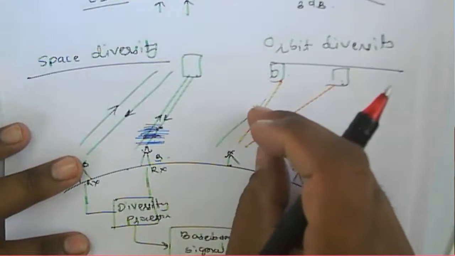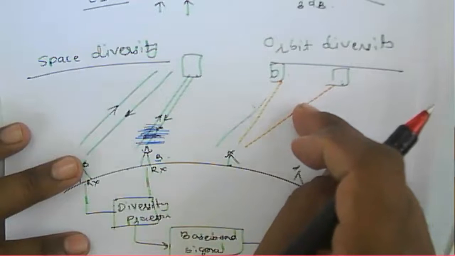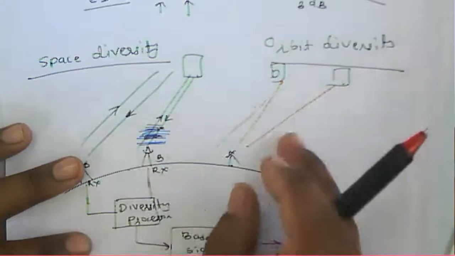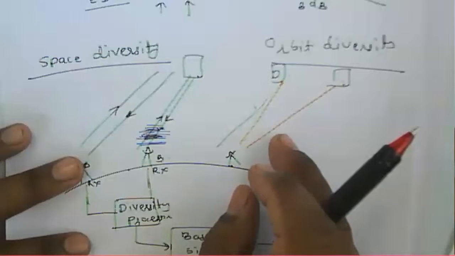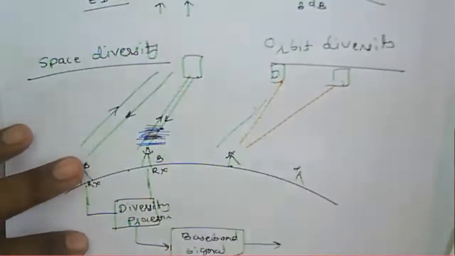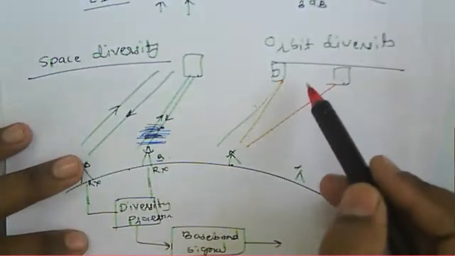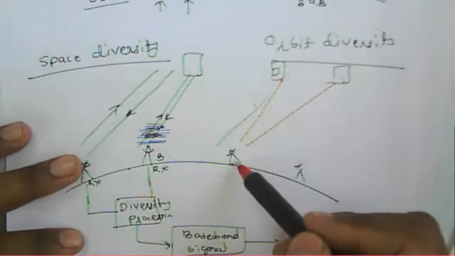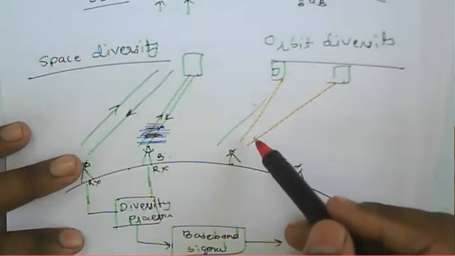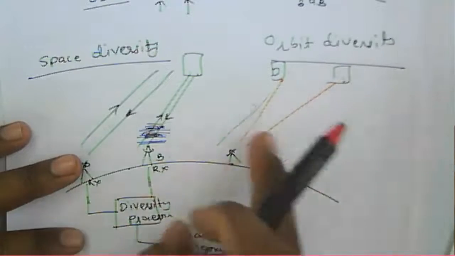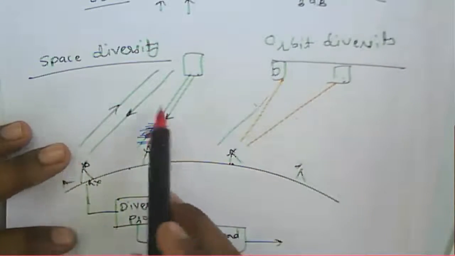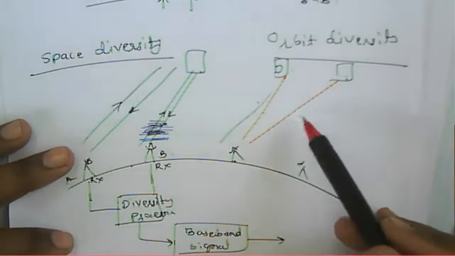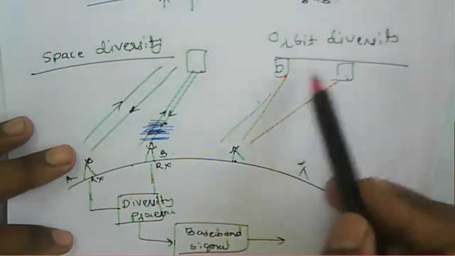There may be slant angles, and because of that path change, there may be a diversity in the received signal. The signal transmitted from the satellite and received by this Earth station will be affected less as compared to the other case, because of the slanting path, or the slant angle there.